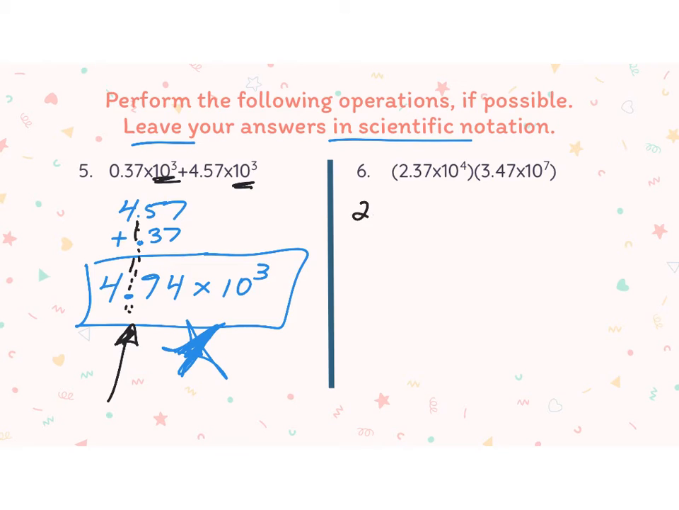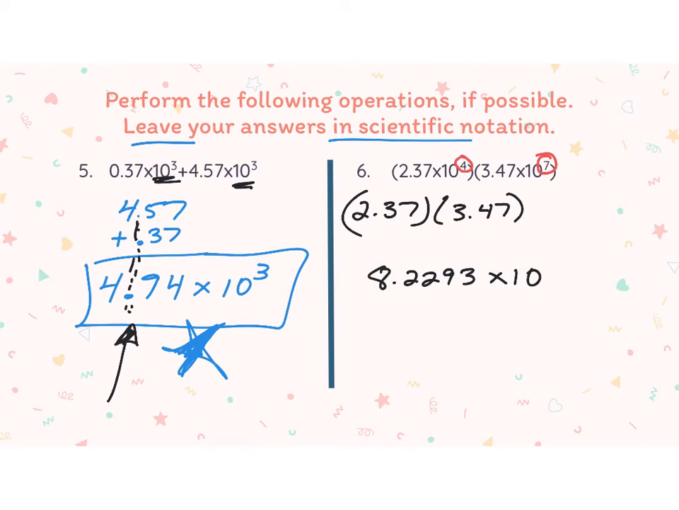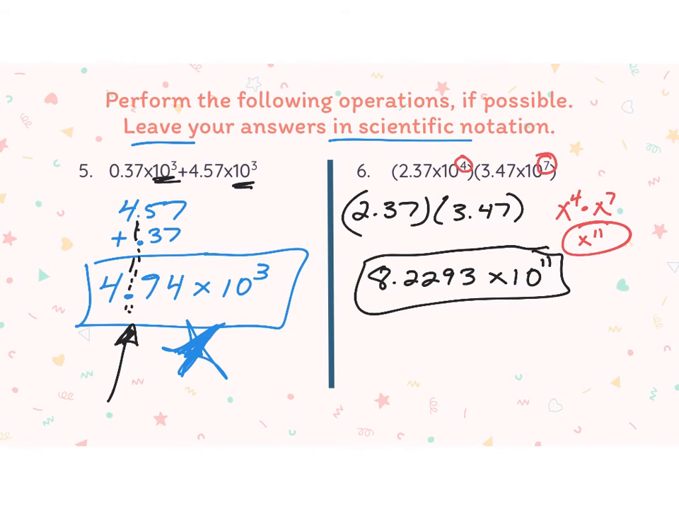So on a calculator, what I would do right now is 2.37 times 3.47. So when I do that, I get 8.2239 times 10. Now, somewhere in your brain, you were supposed to know that when you multiply exponents together, like x to the 4th times x to the 7th, I told you all the time that combines to be x to the 11th. It is the same for scientific notation. That 10 is like a variable, and so you just add the powers up.